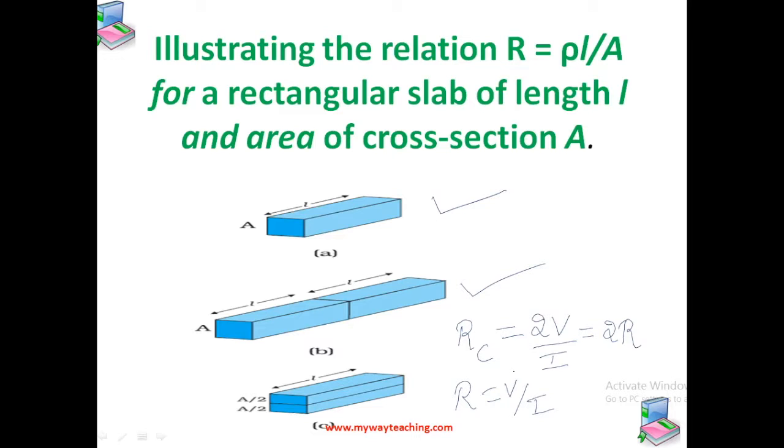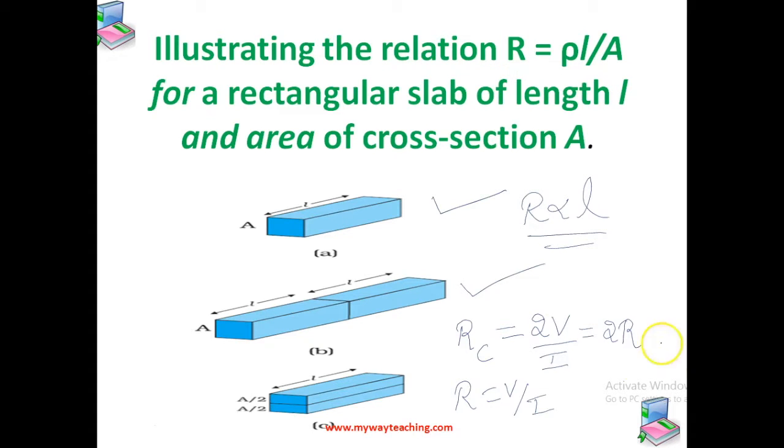So here what is noticeable is that the resistance depends on the dimension, length. So we can say R is directly related to L, the length of the conductor. This is the first one.